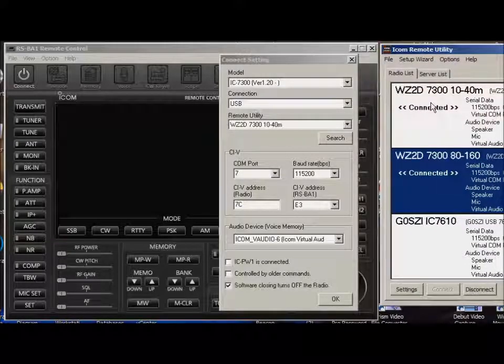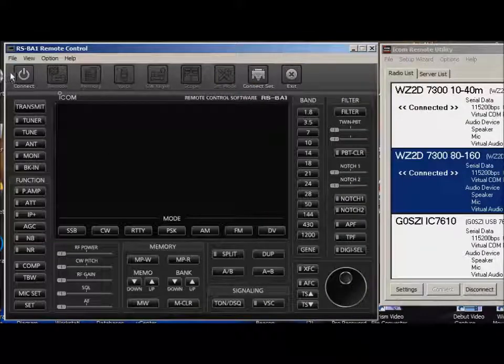Now someone left this radio on. That's why I'm hearing noises in the background. But here I am connected to the IC7300. It's connected by USB at the server. And here's WZ2D. So I say OK. I then go ahead and connect.